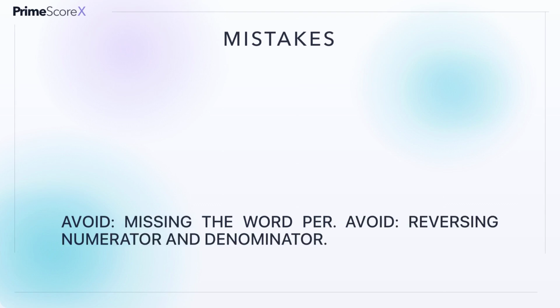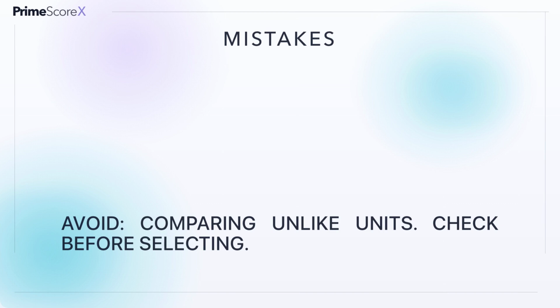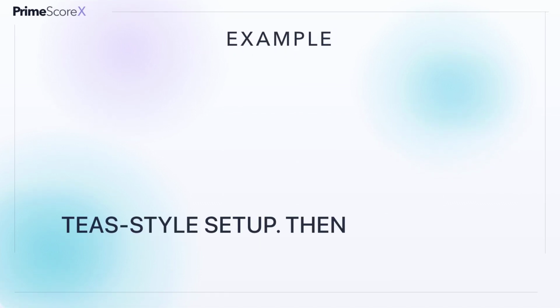A common mistake is missing the word per. This usually happens when a student recognizes the topic but does not check the actual question. Another mistake is reversing numerator and denominator. Rushing the middle of the problem can create an answer that feels right but does not match the structure of the item. Another trap is comparing unlike units. This is especially dangerous on TEAS math because the answer choices may include common intermediate results. Before selecting, confirm that your answer is not just a number you produced, but the number the question requested.